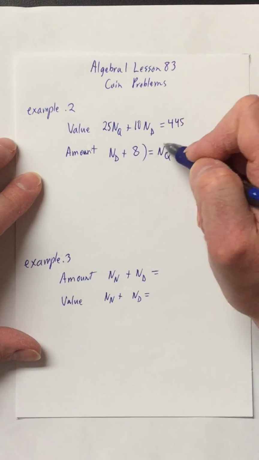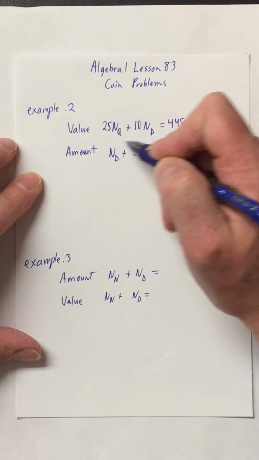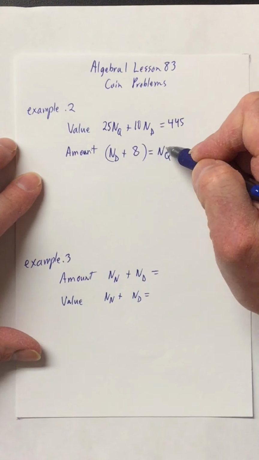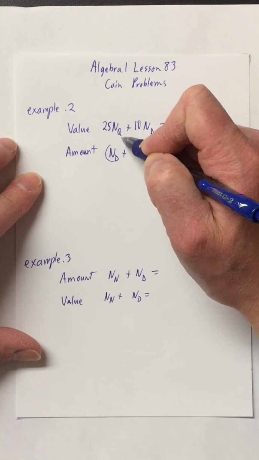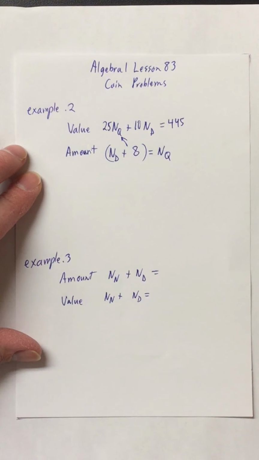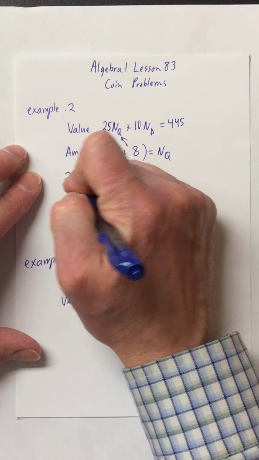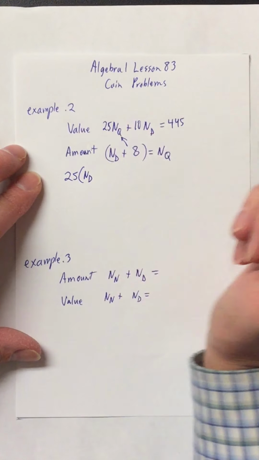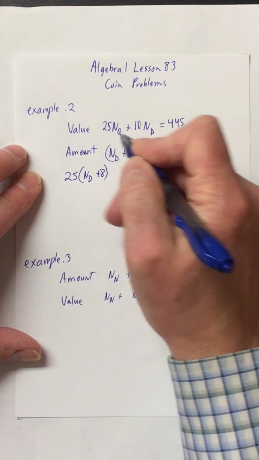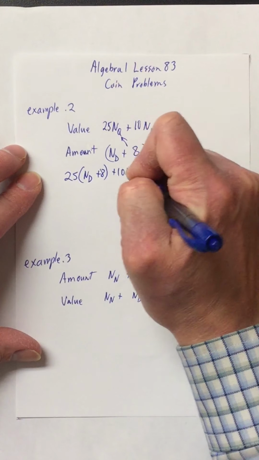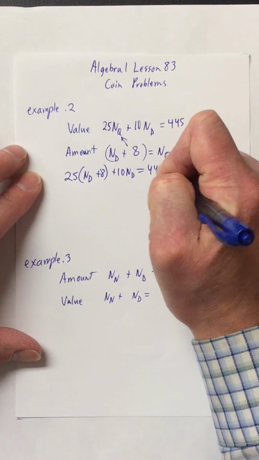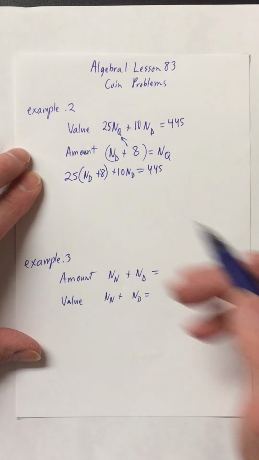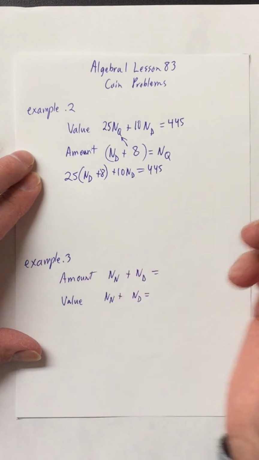Now this one, since the number of quarters is all by itself, that's set up really nicely to use substitution and put this in for the place of number of quarters. So let me write that out. We have 25. Then substitute number of dimes plus 8 in for that, plus 10 number of dimes equals 445. All right, let's solve this equation for the number of dimes.